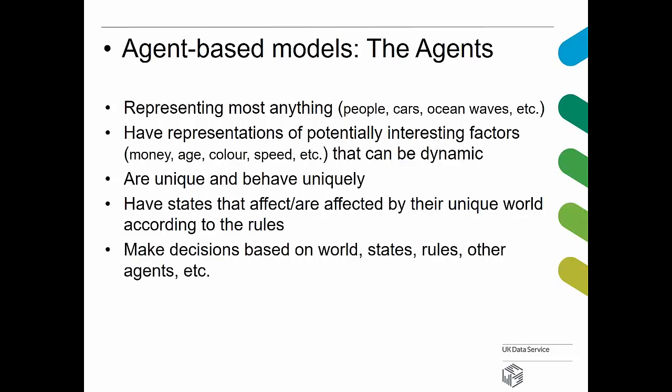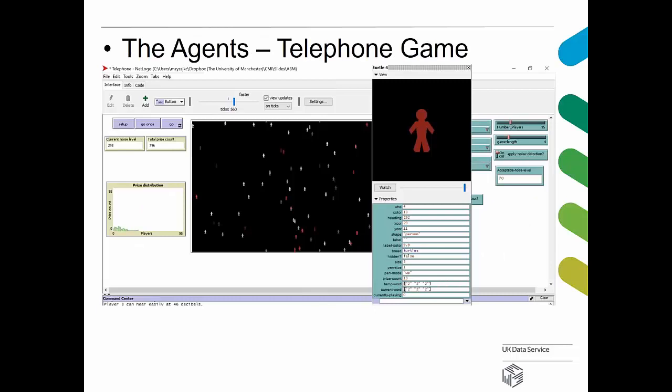And basically what they do is they make decisions and they take actions, which includes no action, that is considered an action in agent-based modeling, based on the world, the states, the rules, what other agents are doing, lots of things. So here's a quick look at some of the agents in the telephone game.